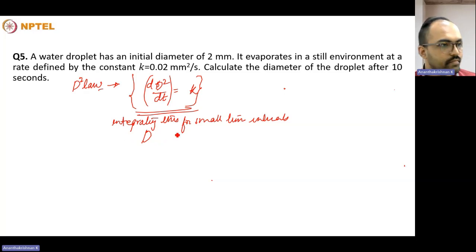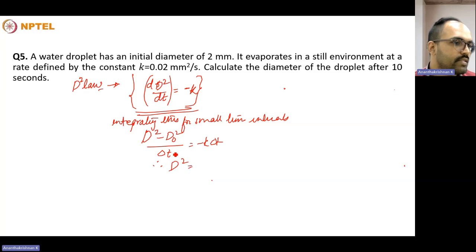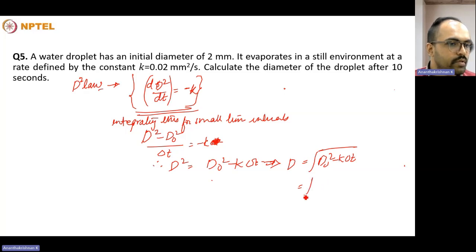So in this case, I beg your pardon, it's a negative K. So D new squared minus D original squared, divided by delta T, is equal to minus K. Therefore, D squared is equal to D original squared minus K into delta T. So the new diameter D is equal to the root of D squared minus K delta T. So the original diameter was 2 mm. So it will be 2 squared minus 0.02 into 10. That will be 0.2.